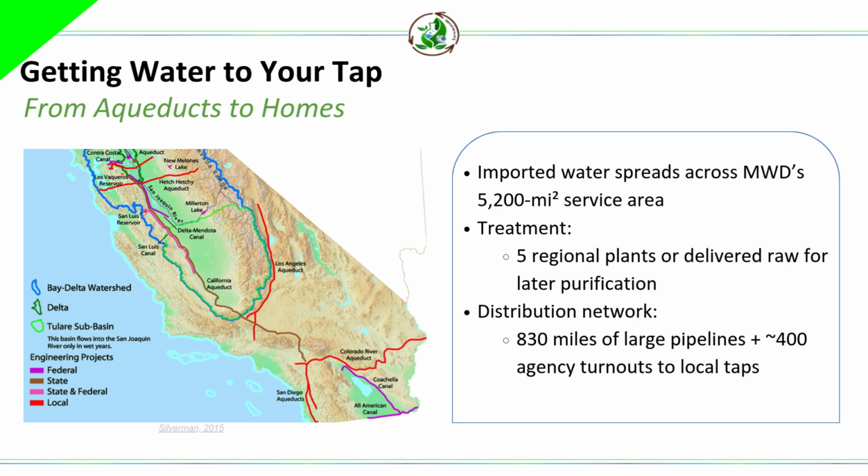So, this system shows just how much planning and engineering it takes to move water hundreds of miles to supply cities and farms. Now let's follow water all the way from the aqueducts to your tap at home. Imported water spreads across the Metropolitan Water District's service area, which covers 5,200 square miles. Before it reaches homes, water is either treated at one of 5 regional treatment plants or delivered raw to be purified later by local agencies. The distribution network includes 830 miles of large pipelines and about 400 agency turnouts that connect to local taps. So, after traveling hundreds of miles from Northern California or the Colorado River, water finally arrives at your home thanks to this huge and complex system.